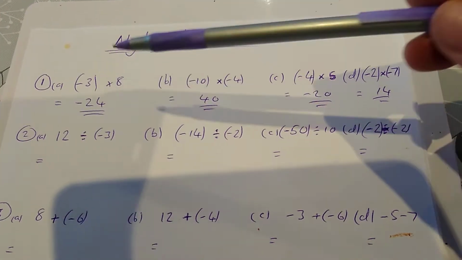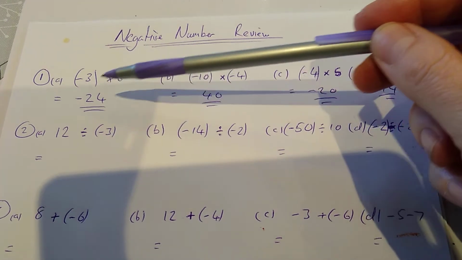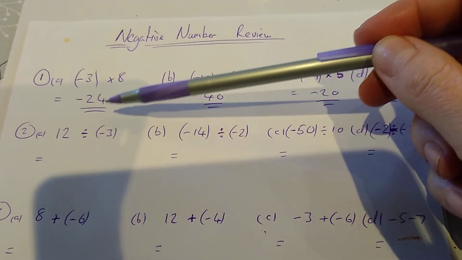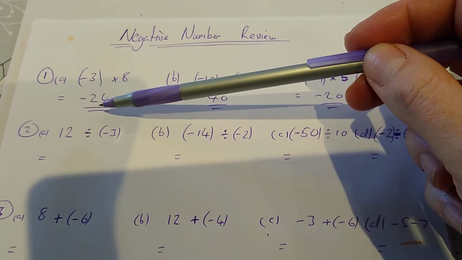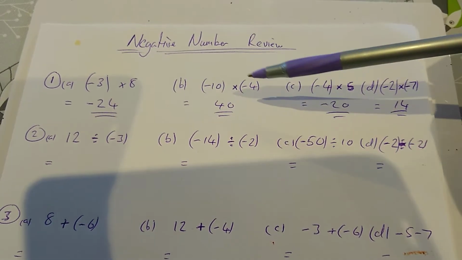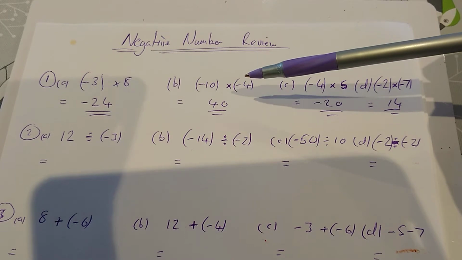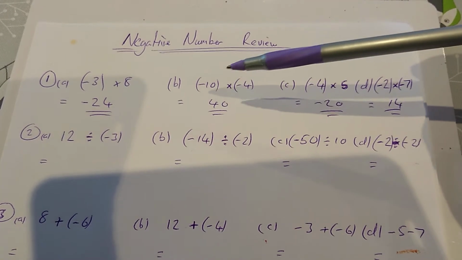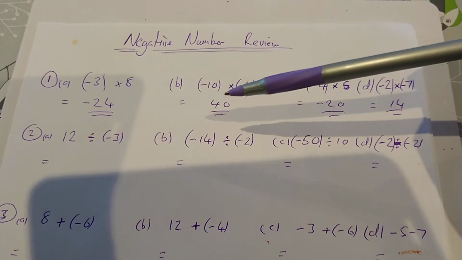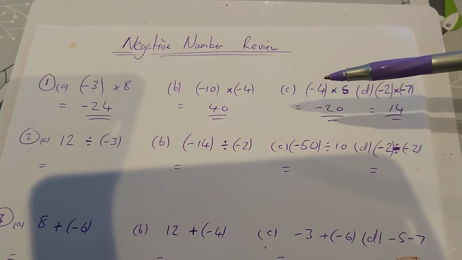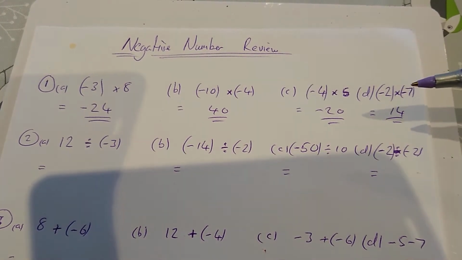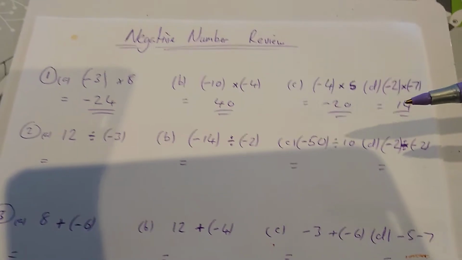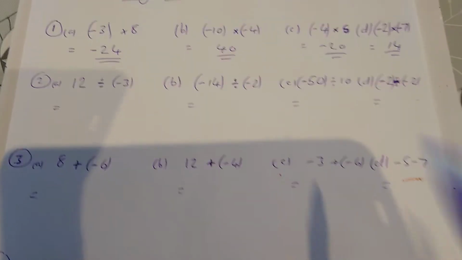So I've already filled in number 1 here. If we're doing a negative multiplied by a positive, remember we'll get a negative answer. So here, -3 multiplied by 8 is -24. A negative multiplied by a negative gives a positive. So -10 times -10 gives positive 100. And here we have a negative times a positive again, which is a negative, and a negative times a negative, which is a positive. Same rules for division.